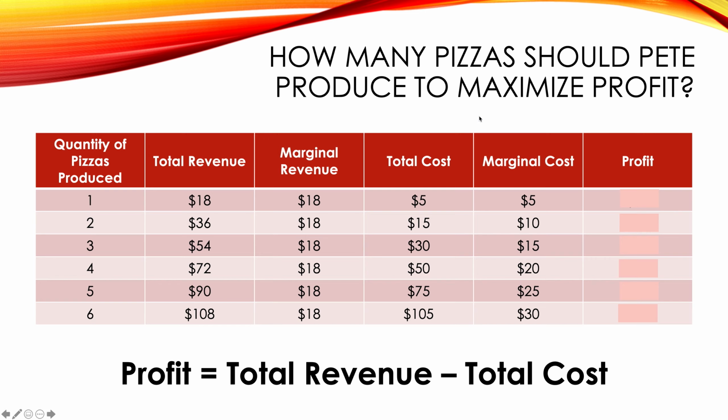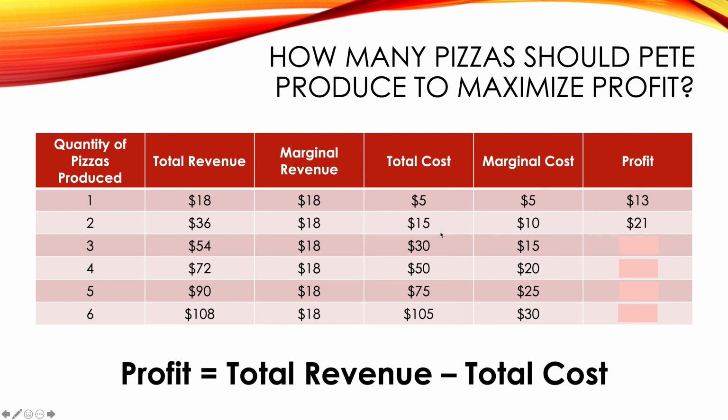So if Pete produces one pizza, his total revenue is $18, his total cost is $5, that's going to leave him with a profit of $13. 18 minus 5. If Pete produces two pizzas, his total revenue is $36, his total cost is $15. Pete's profit is going to be $21. So right away, if you only have these two options, should Pete produce one pizza or two pizzas, he's making a profit either way, right? Because total revenue is going to be greater than total cost in both of these instances. But which one should he choose? He would choose to make two pizzas because his profit's going to be higher.